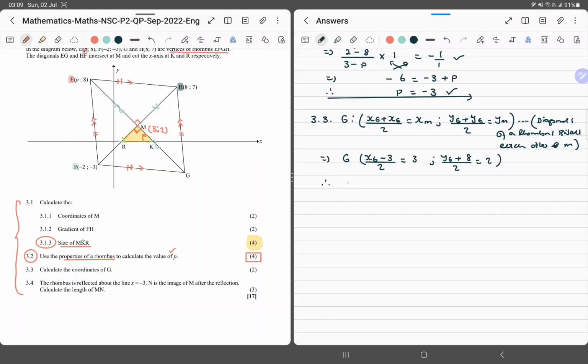Okay, we can make a conclusion. Therefore, G is the point. So we cross multiply the 2 there. So that's a 6. 6 plus 3, it's a 9. Then we cross multiply that 2, we get a 4. 4 minus 8 is a minus 4.